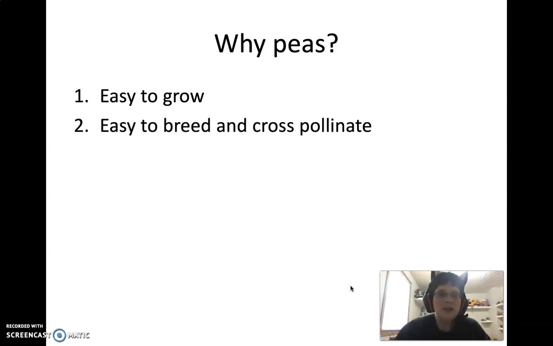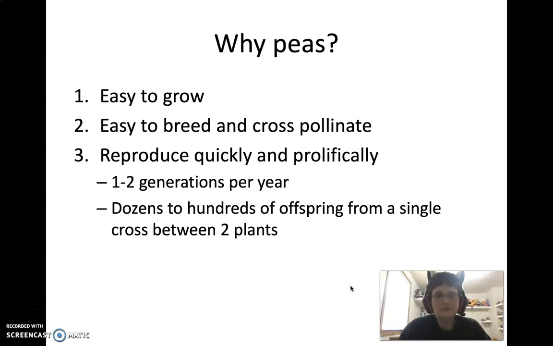So peas actually self-pollinate if you leave them to just do their own thing. And if you want to cross-pollinate them, so breed one plant with another plant, they're very easy to manipulate. You can go in and take out the male part of the flower, and then take a brush basically and move the pollen from one flower to another flower.